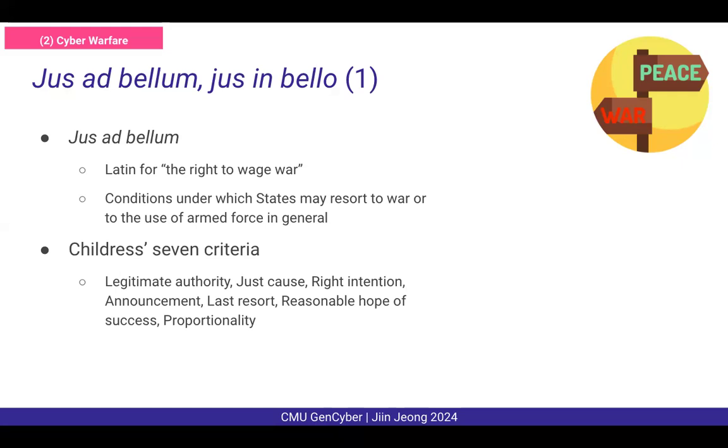A just cause. There should be a just cause for waging war. Right intention. Announcement: you can't launch a surprise war attack, but you have to announce the war in advance. Last resort: you should try other methods to avoid waging war. Reasonable hope of success, and proportionality.